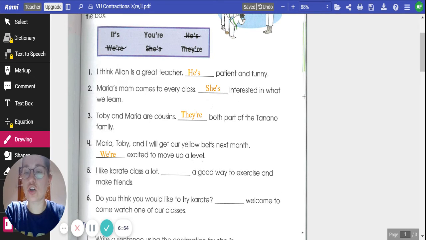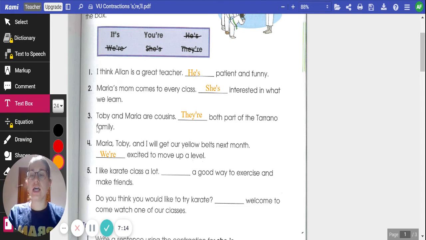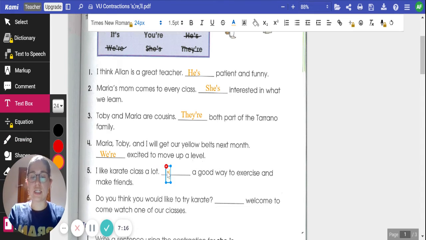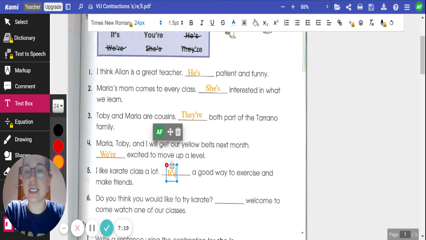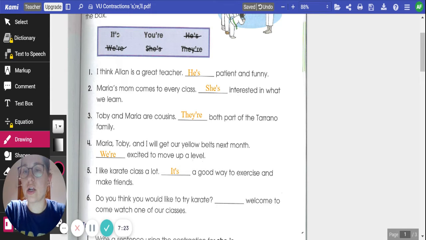Number 5, I like karate class a lot. Blank, a good way to exercise and make friends. Would it be I like karate class a lot, you are a good way to exercise and make friends? That doesn't sound right. What about, I like karate class a lot. It's a good way to exercise and make friends. That sounds better. Next to number 5, let's write it is. It's a good way to exercise and make friends. Cross that off, which leaves us with one more.